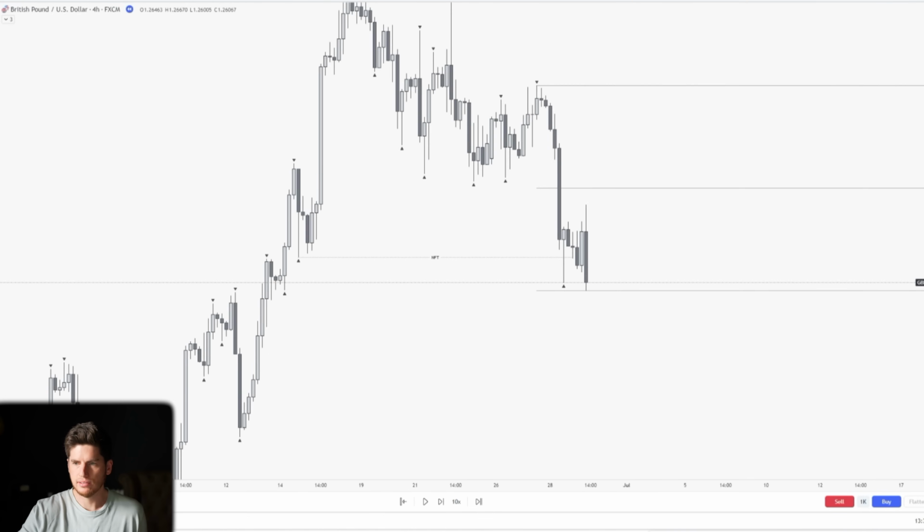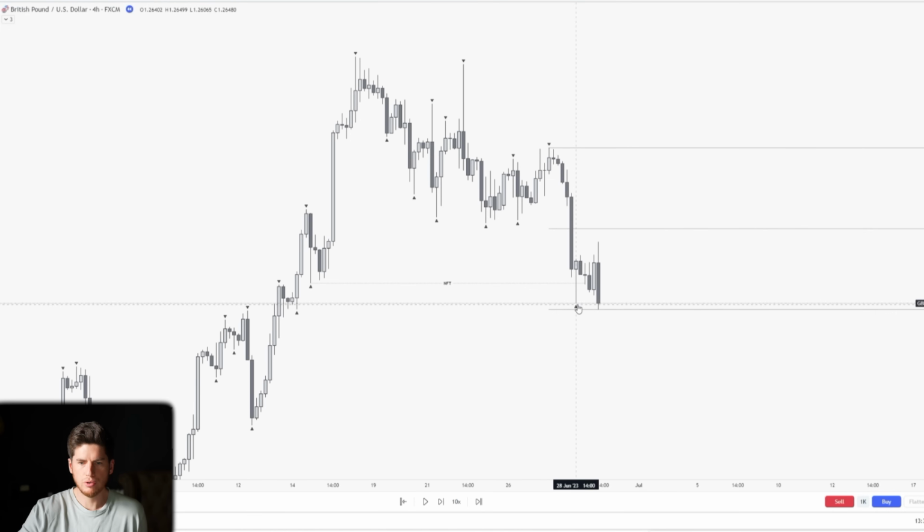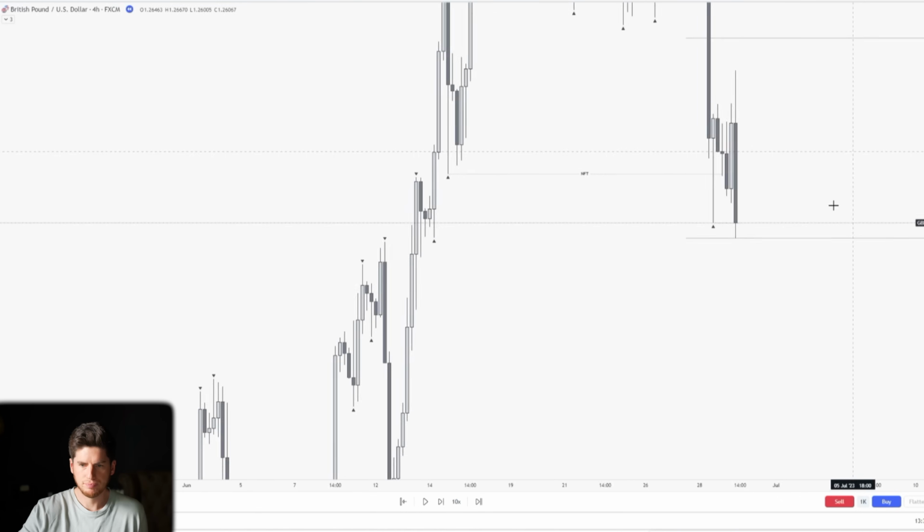Now, what do we get next? We get a new interaction with a new fractal here. We move this 4-hour range low down. We've not had a new fractal high print yet, so the 4-hour range is still up here. Now we need to mark out this interaction. So what have we had?